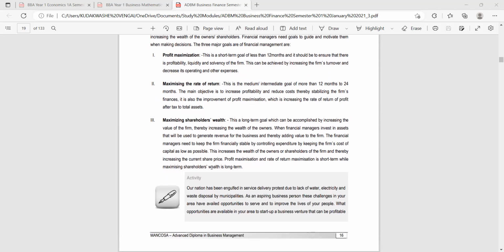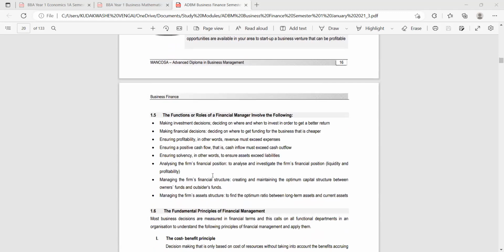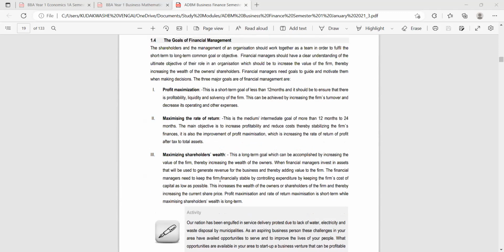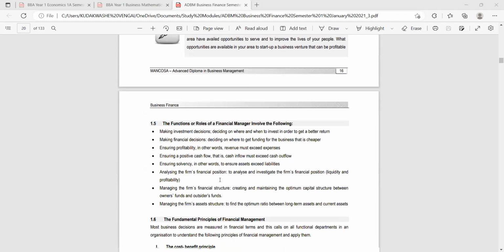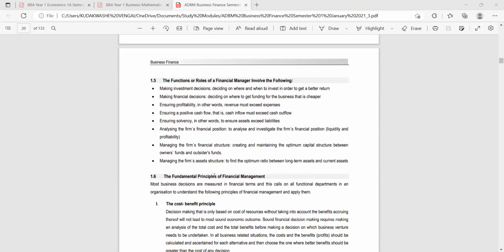Then lastly, you've got maximizing shareholder wealth. We're saying that the money that is invested into the business belongs to the shareholder or the owner. It is his wealth that is invested in the business. So what are we doing as businesses in order for us to maximize or increase the wealth of the shareholder over a particular period of time, right? So those are some of the goals that you find about financial management. Now, 1.5, which is roles or functions of a financial manager. This one is actually an exam question.